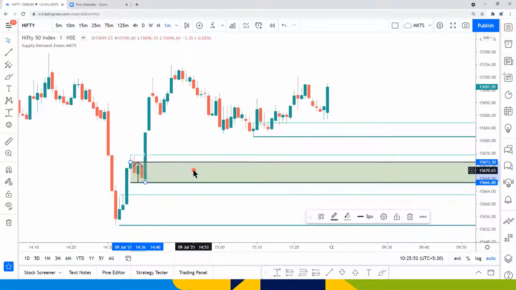Suryakant says, can we change basing? No, basing is minimum 1, maximum 6. In this version, we haven't given that option. Maybe in later releases, we may change it.